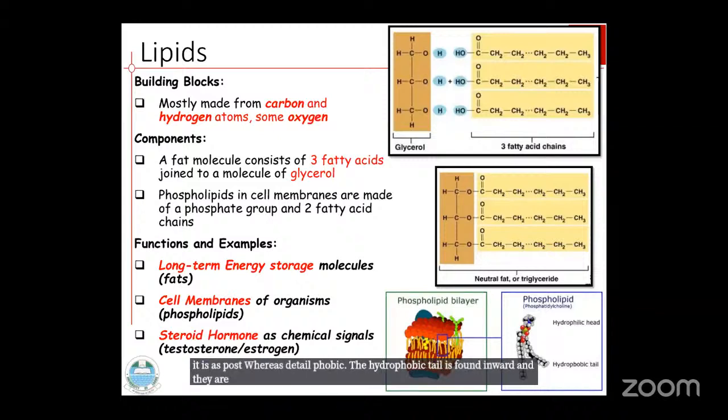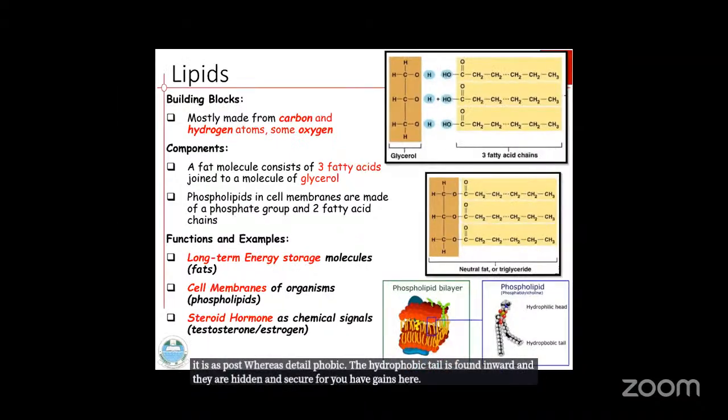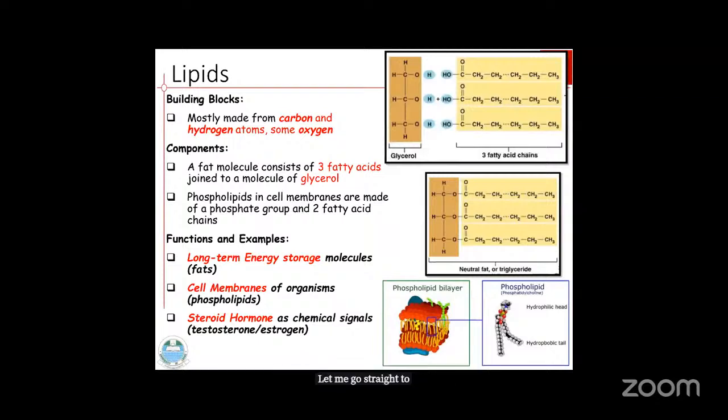So before, you have them here, let me illustrate. You see here, these ones are the hydrophobic tail, they are hidden, and on the surface is the hydrophilic head.